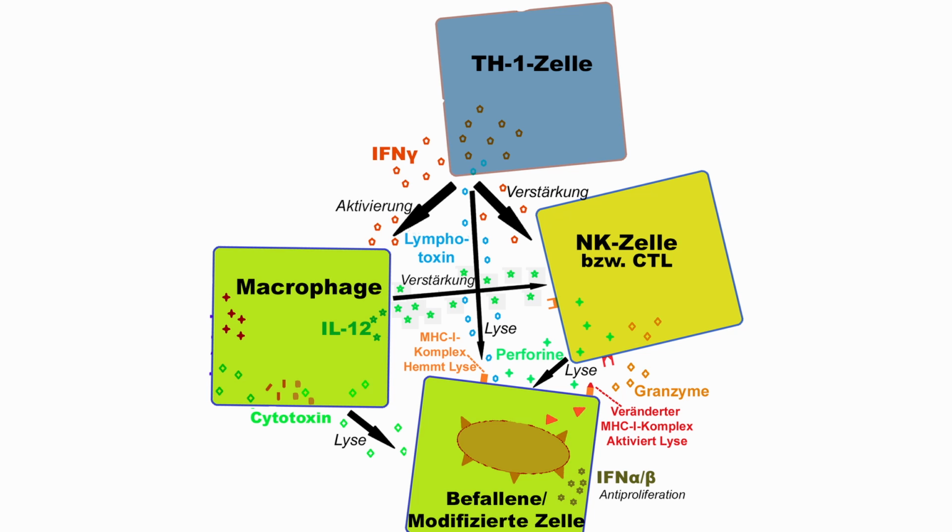Existing Th1 cells activate macrophages using IFN-gamma and thus also increase the cytotoxic effect of natural killer cells and cytotoxic T lymphocytes. At the same time, Th1 cells secrete lymphotoxin, which, after perforating the membrane with perforins, penetrates the damaged cell and supports lysis. The ultimate consequence is phagocytosis of the cell debris and pathogens by granulocytes and macrophages.